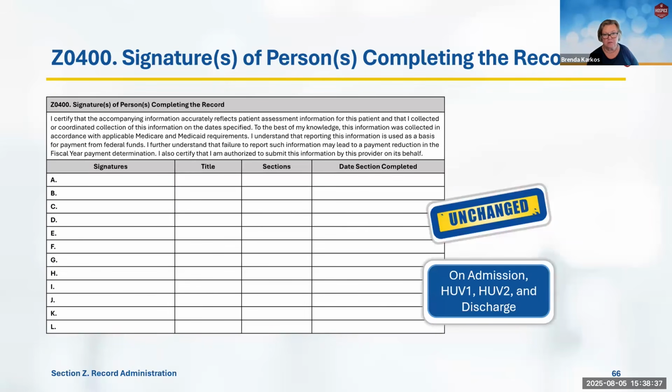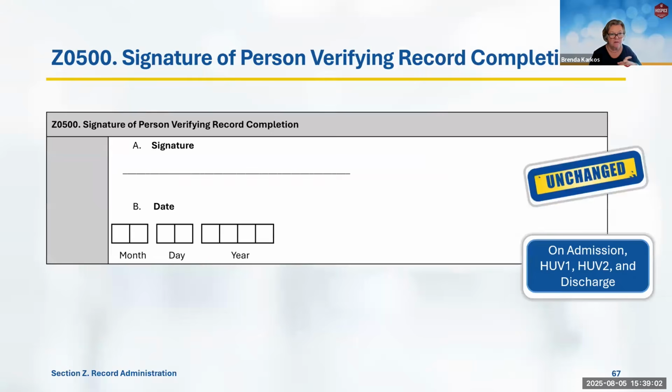Z0400 is a signature of the person completing the record. Again, this item is unchanged. However, you'll now complete it not only on admission and discharge, but also on the HUV time points. And this is really a tracking log for hospices to keep track of who gathered the information. It's not submitted as part of the HOPE record. It's really up to the discretion of the hospice however they manage to capture this information.